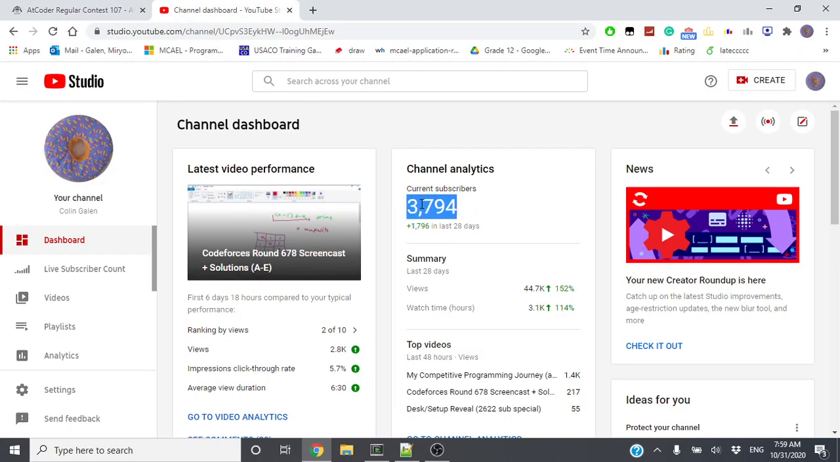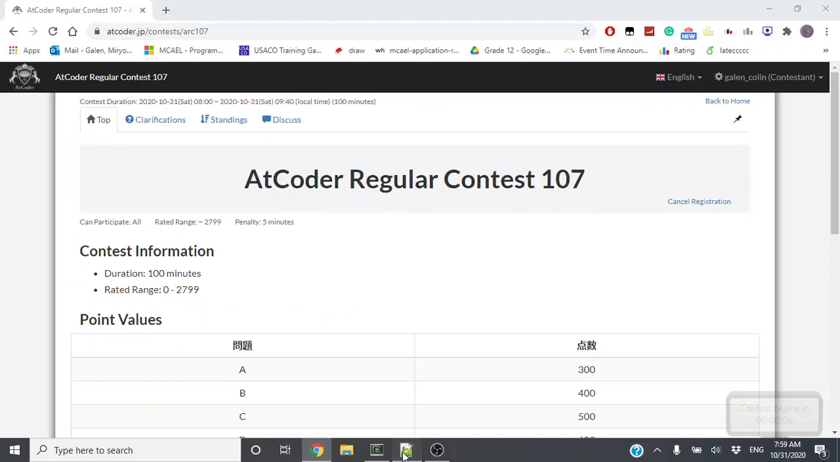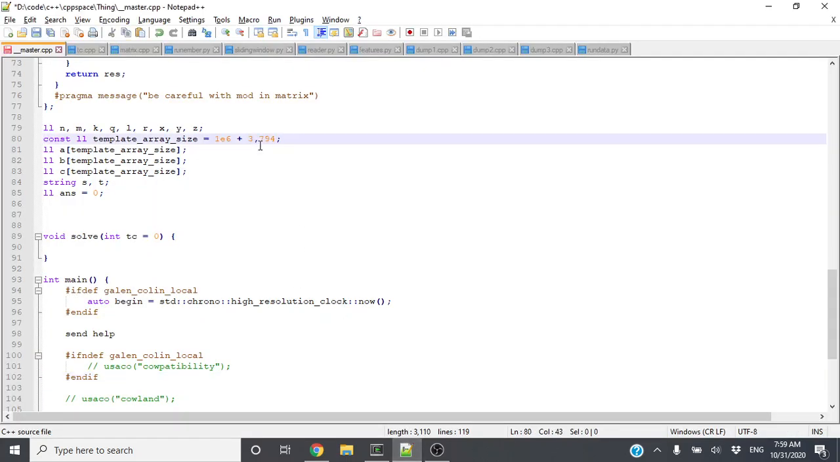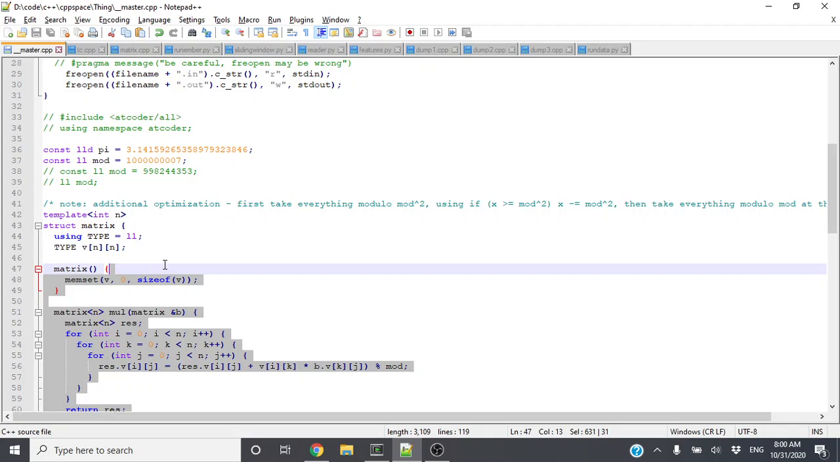I'm just going to begin by updating the sub count, and as you can see, we are very close to MLE, I can feel it. It's only like 9 million more, so that should happen soon.